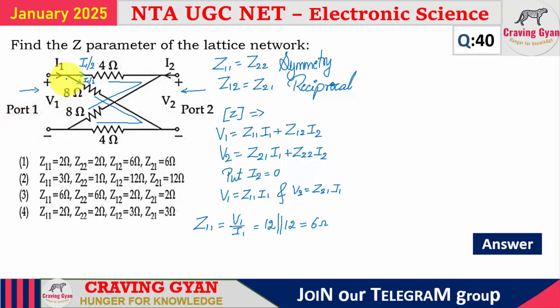So you are seeing from the input side. Similarly, if you are seeing from the output side, that is Z22, at that time you substitute I1 equals 0, then this I2 will be split as I2 by 2 and I2 by 2. So in that one also you are going to get 6 ohms. So I am going to write directly Z11 equals Z22 equals 6 ohms. So Z11, Z22, 6 ohms. Option 3 is correct.